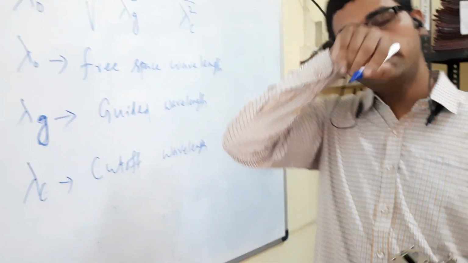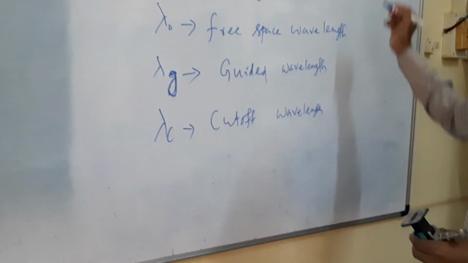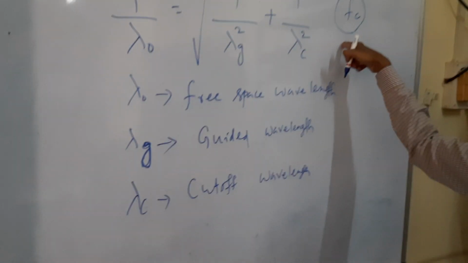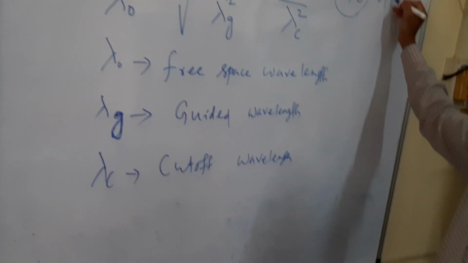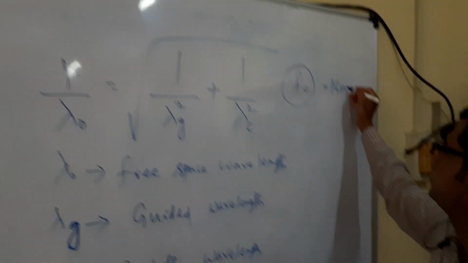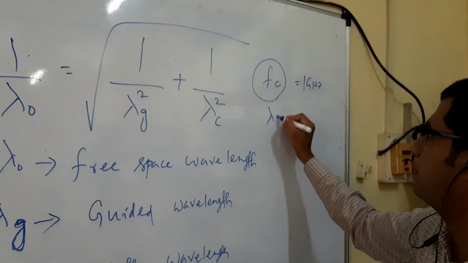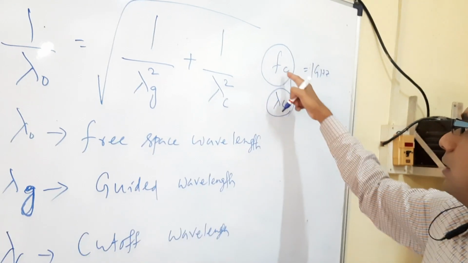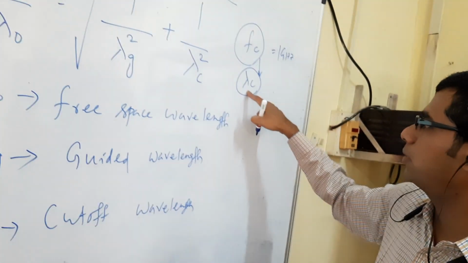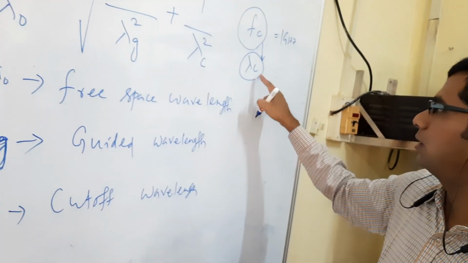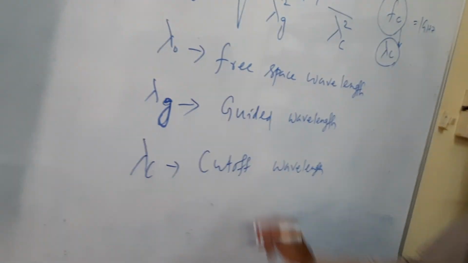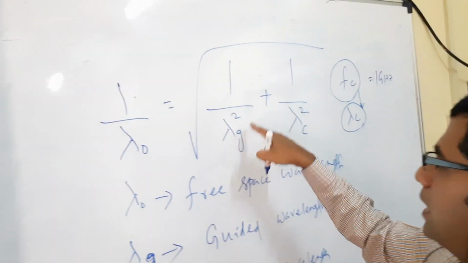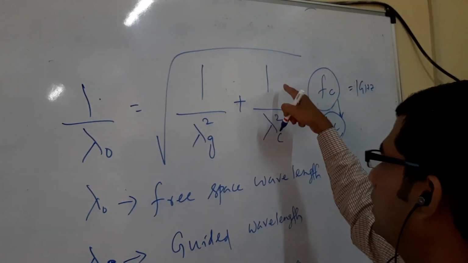I told you that in the dominant mode you have a cutoff frequency fc. That means from that frequency onwards it passes. Suppose frequency equals 1 gigahertz, then correspondingly we have a lambda c. A cutoff frequency has a corresponding cutoff wavelength. That is called the cutoff wavelength lambda c. So there is a relation that 1 by lambda 0 equals root over of 1 by lambda g square plus 1 by lambda c square.